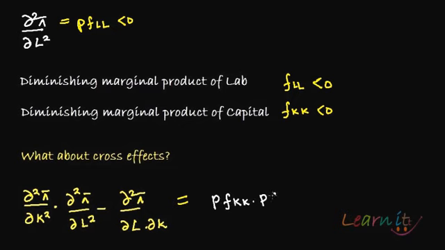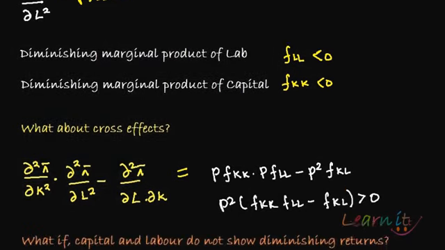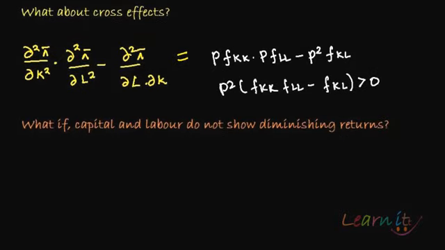Okay. What about the cross products? When you get this, you get P squared f_KK f_LL minus f_KL squared. Or writing it more properly, what you get is P f_KK into P f_LL minus P squared f_KL squared. This must be positive. Well, it shows that there must be diminishing marginal returns to each input, and the cross effects of the marginal productivity must be dominated by the diminishing marginal returns to each input itself.